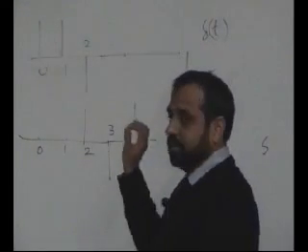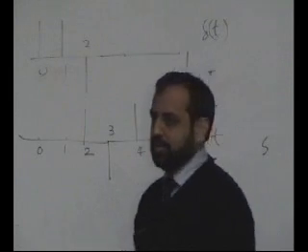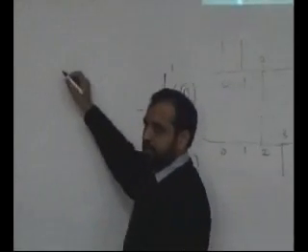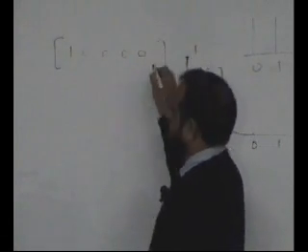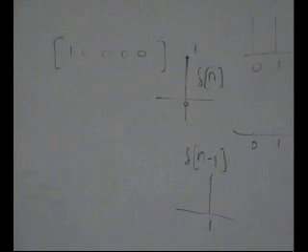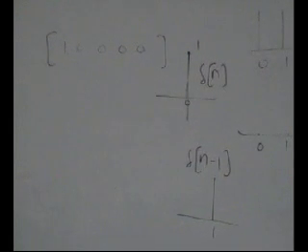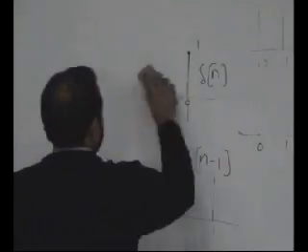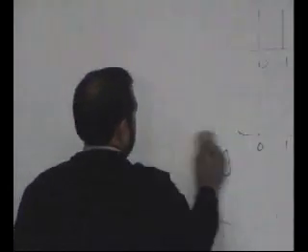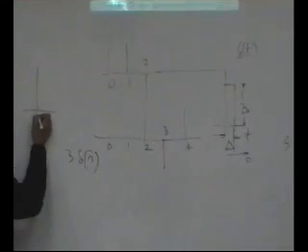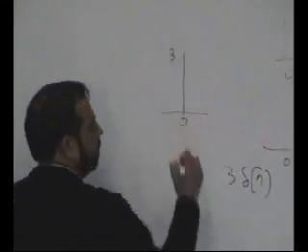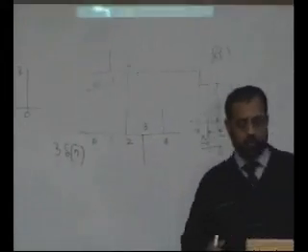On the other hand, a discrete time delta is something very real. If you are writing it in an array, you write 1 and 0, 0, 0, 0. So 1 at 0 index and then 0 otherwise is a delta, and its amplitude is 1. If I ask you to write 3 delta of n, it is an impulse at 0 with magnitude 3.